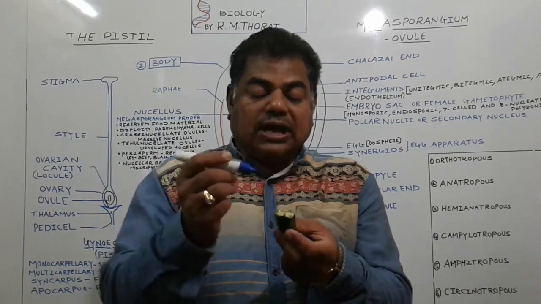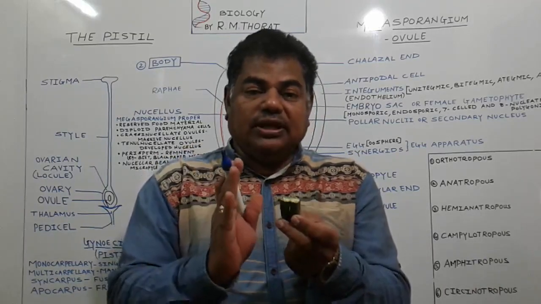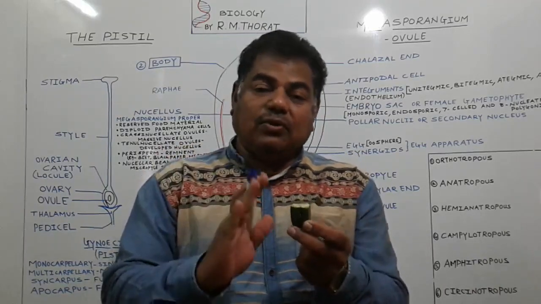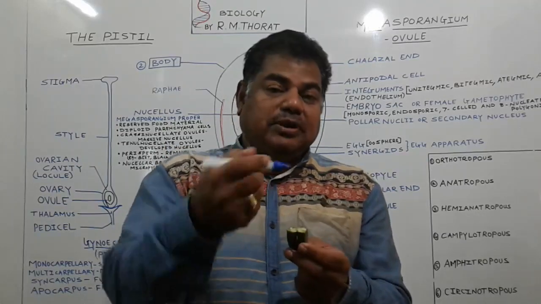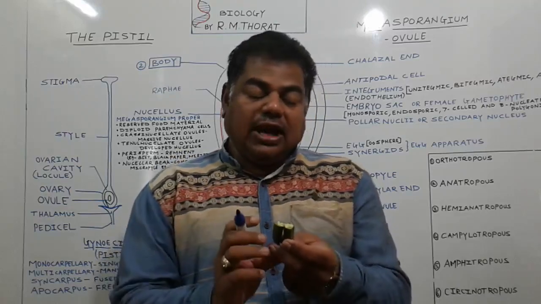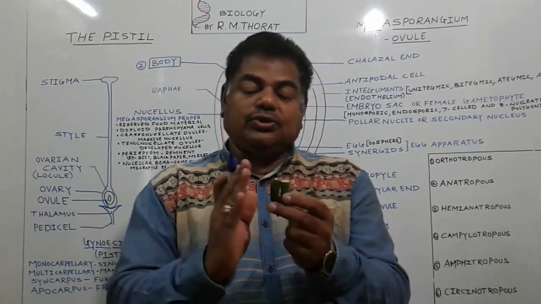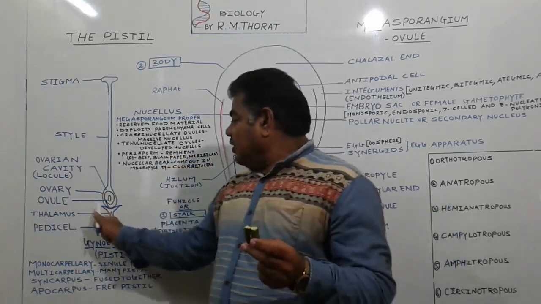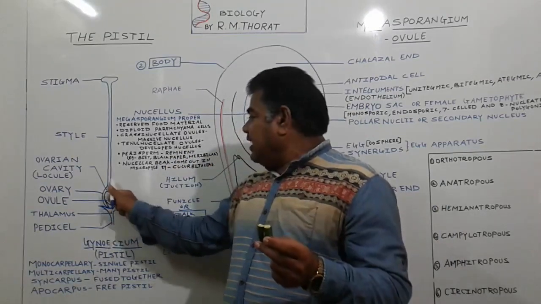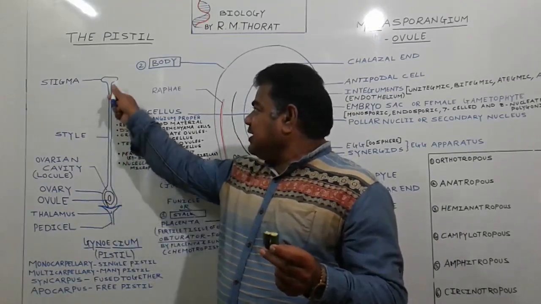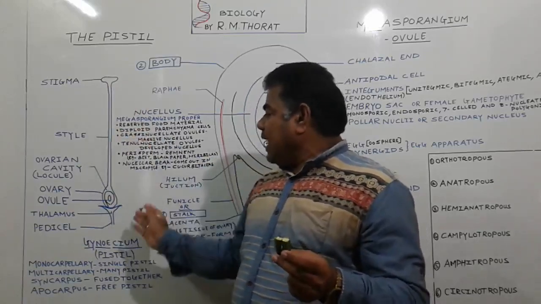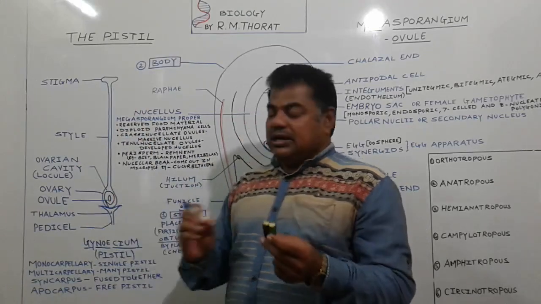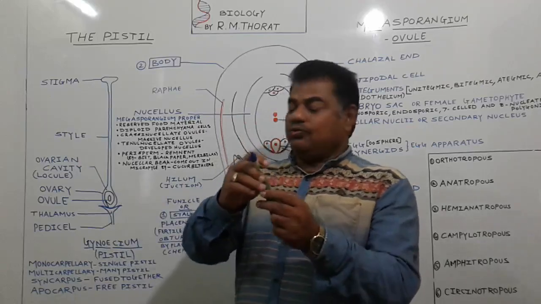So 5 locules are there, means it is made up of 5 carpels. One carpel we call a pistil. Means it is made up of 5 pistils, and all these pistils fuse to form this structure. We call it what? The ovary, and it forms this long style and the stigma. After fertilization, the stigma and style degenerate or collapse, and this structure gets modified into fruit.